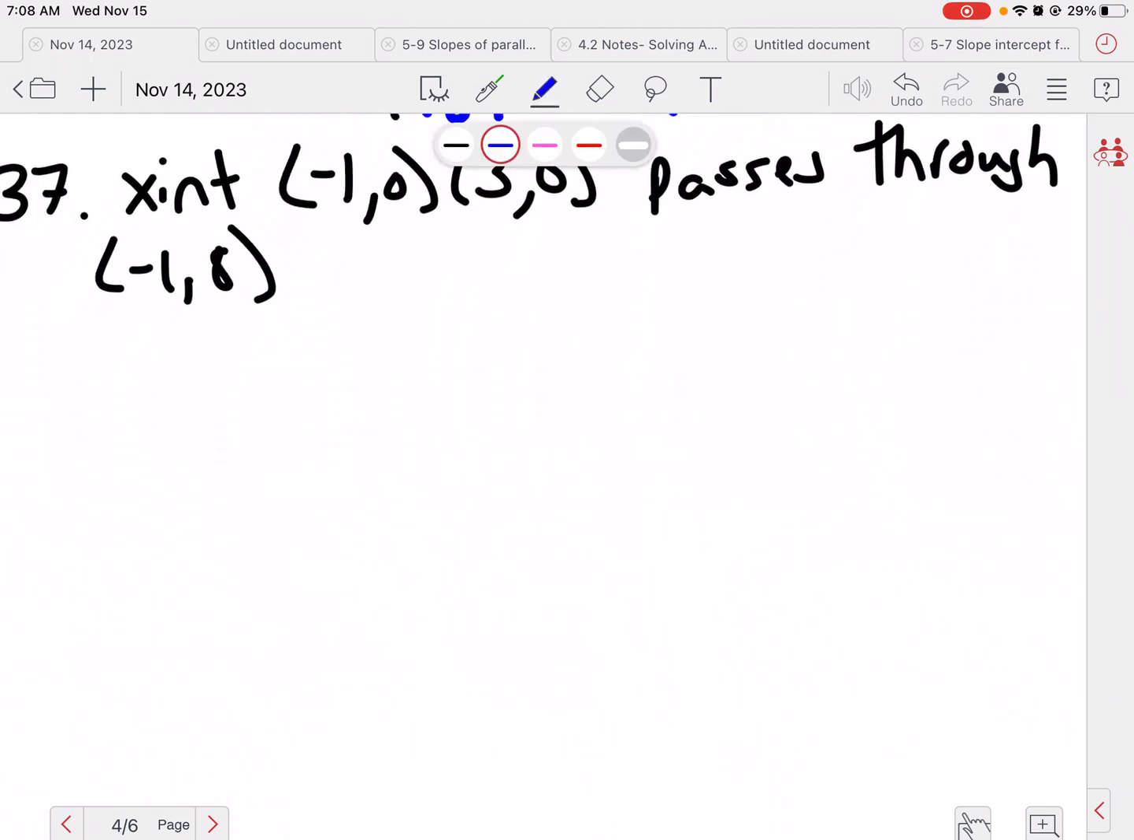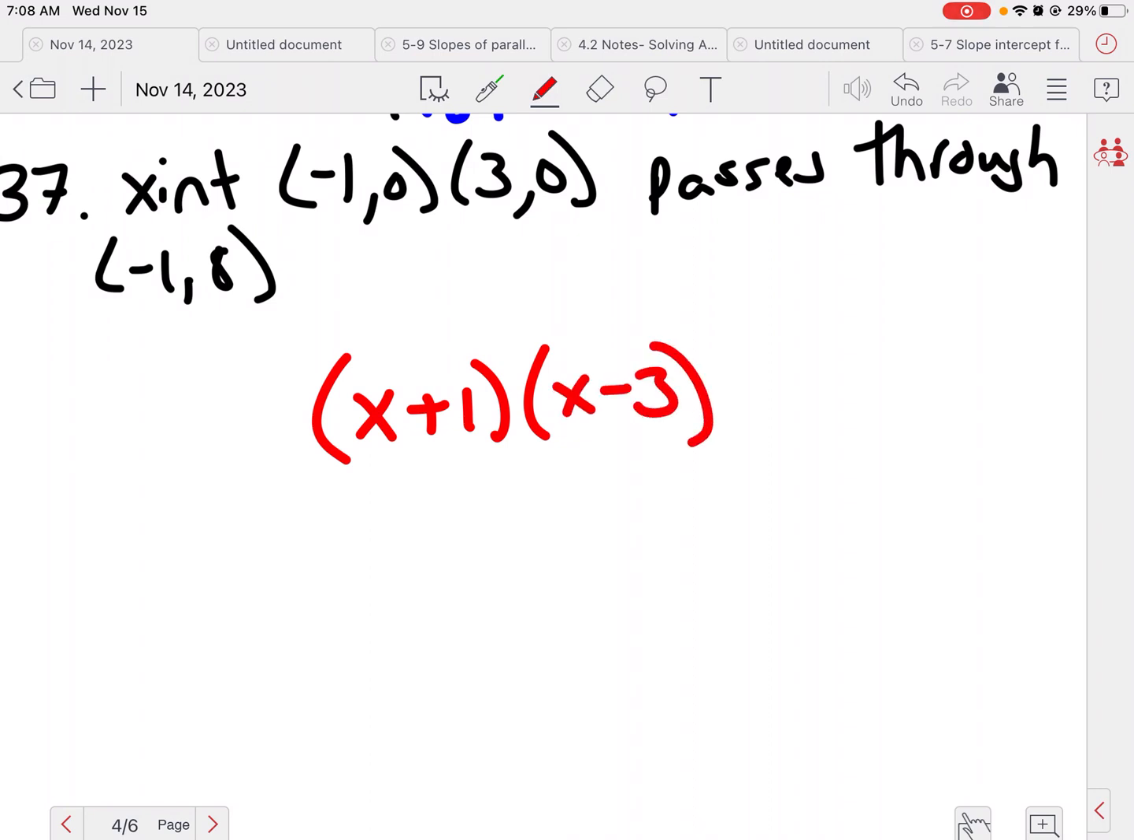Next thing, this is kind of a long one here. So we know that the x and y intercepts are that, and they pass through negative 1, 8. So I know that because this is negative 1, I'm going to flip the sign. So this would be x plus 1, and this would be x minus 3 because it's a positive 3. And then I know that there can be some sort of a value outside of here.